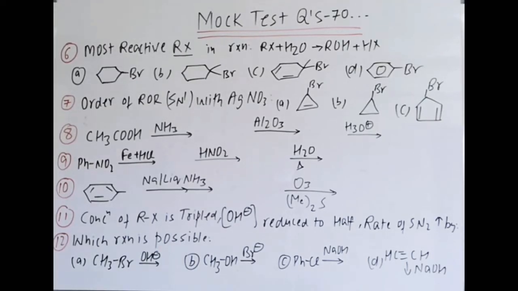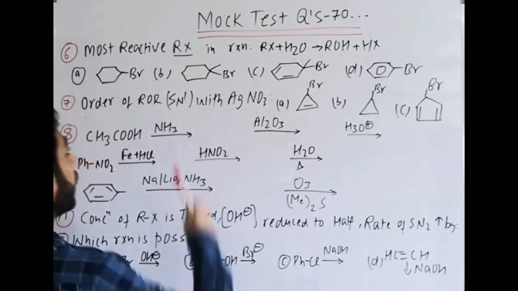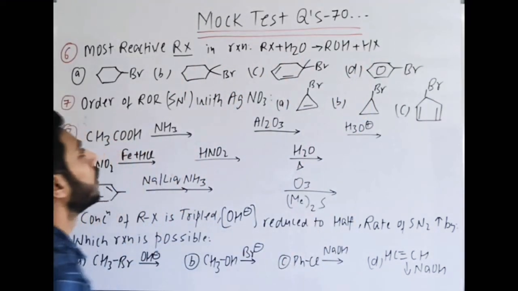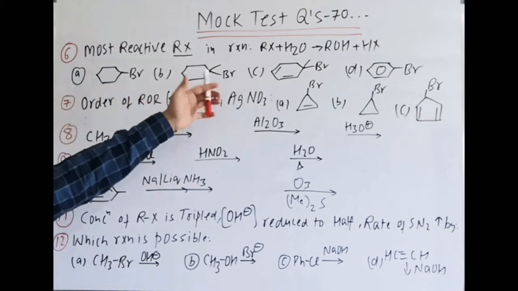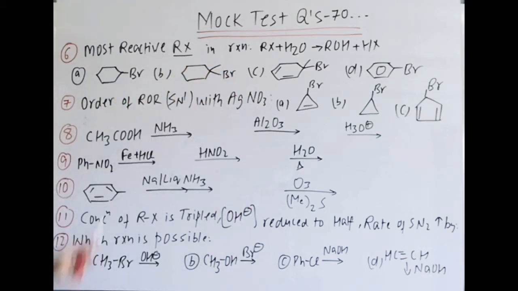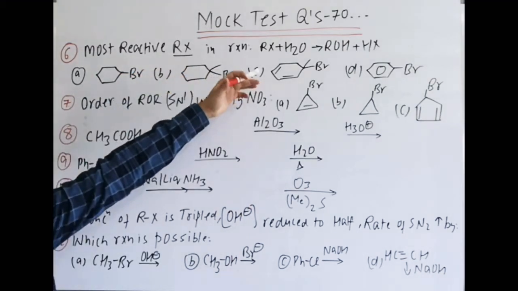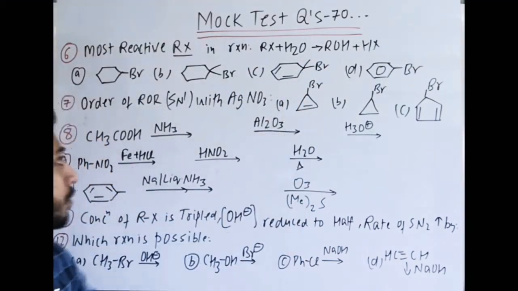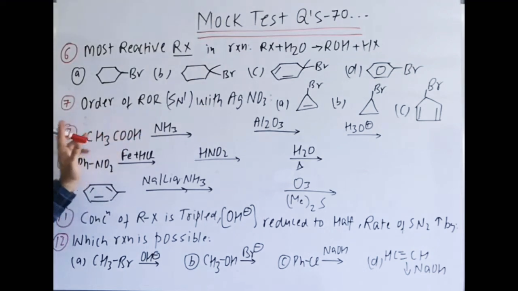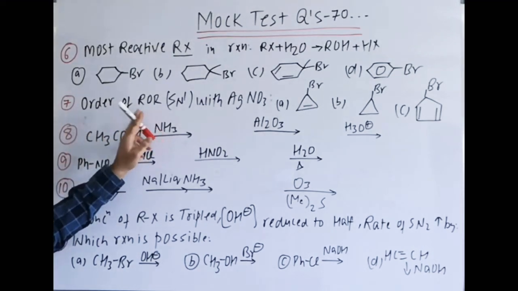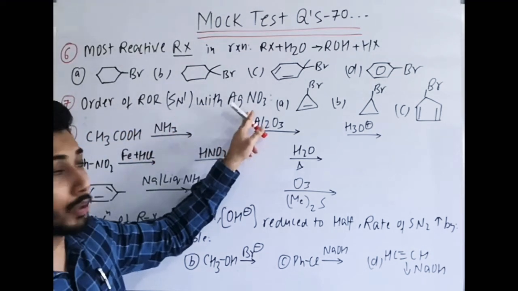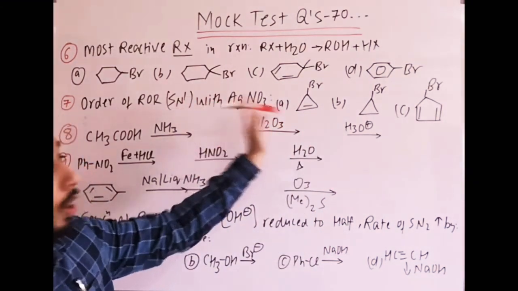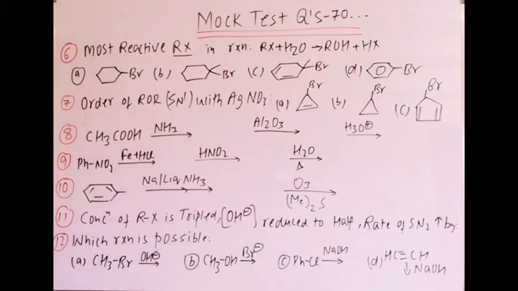In the next question, find the most reactive alkyl halide RX in the given reaction. You can see the reaction and then the options, and we have to find out which is the most reactive RX. It is simply the SN1 reaction. Now you can go for the options. Write down the answer. Seventh is the order of the rate of reaction in SN1 with AgNO3. This is clearly mentioning SN1 with AgNO3. You have to compare and write the order, which is faster and which is slower. Okay, I'm answering the sixth one first.